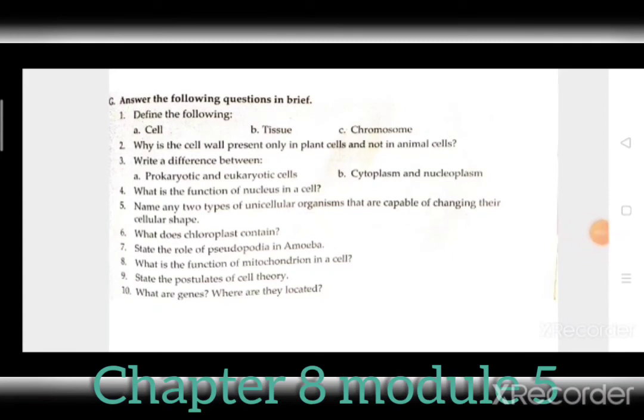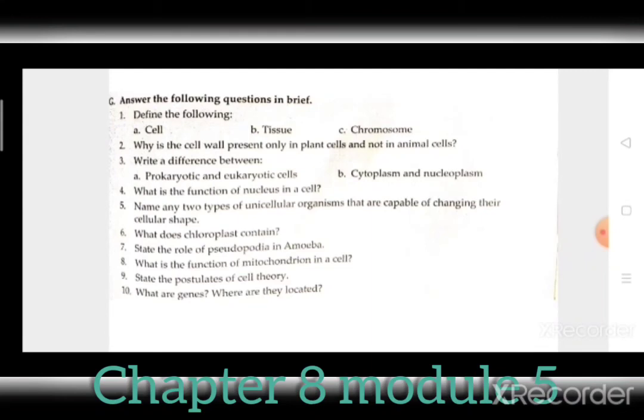Then next question is, what does chloroplast contain? It contains chlorophyll, which is a green colored pigment which helps in photosynthesis. Then state the role of pseudopodia in amoeba. Pseudopodia are false feet which help in the movement of amoeba from here and there, and they are like projections, and they help also to capture the food.